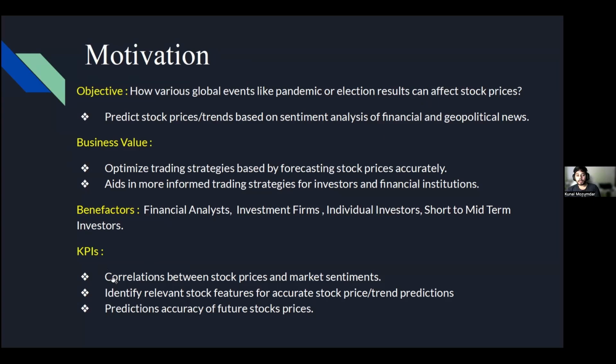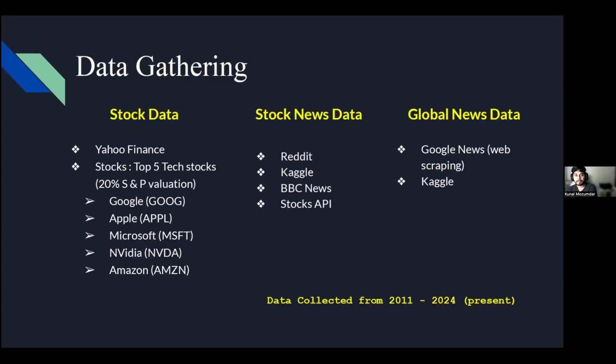So in our model, we introduce some key performance indicators, which include the correlation between stock prices and market sentiments. We identify stock features for accurate stock price and trend predictions, and we develop different models to predict accurately the future stock prices.